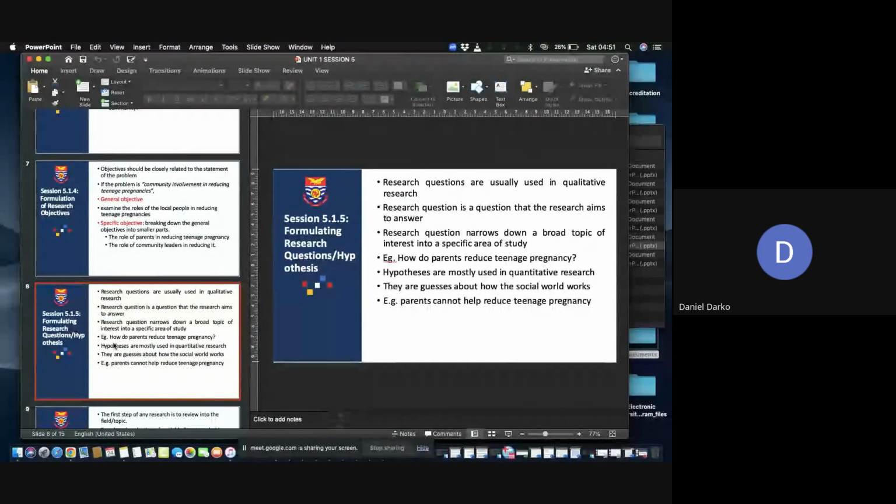However, hypotheses are mostly stated in quantitative research. Research questions can also be stated in quantitative research, but the moment you are going quantitative, then hypotheses must be stated. If you're going qualitative, research questions are fine. But the moment you choose quantitative, then hypothesis should be stated. Then hypothesis is about guesses. You make a tentative guess about how the social world works. So we can state the hypothesis that parents cannot help reduce teenage pregnancy. Then we can test the hypothesis to see whether that is true or false.